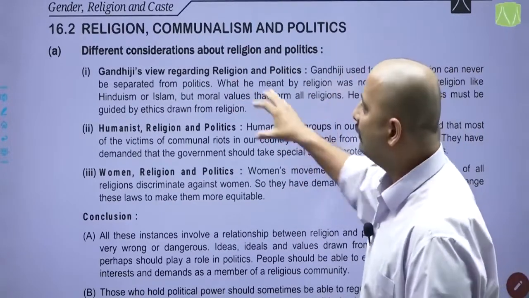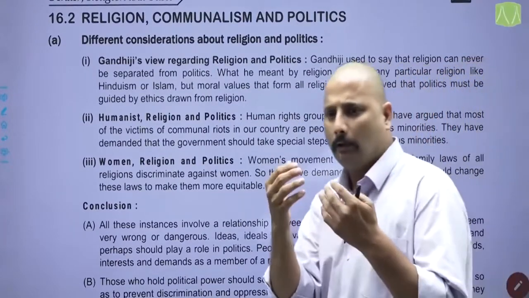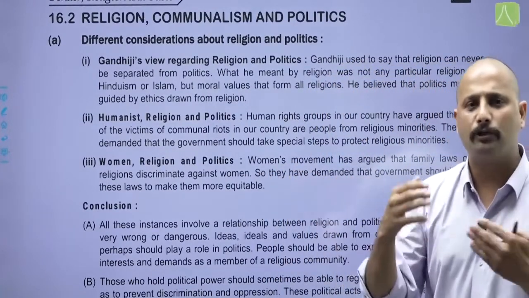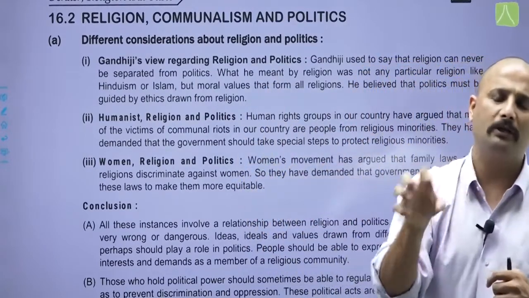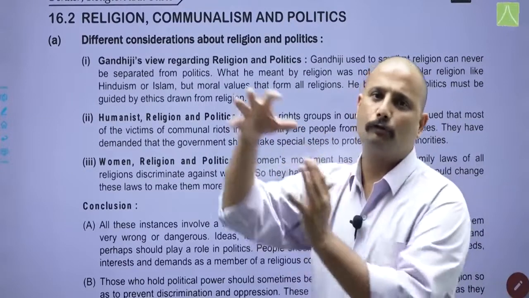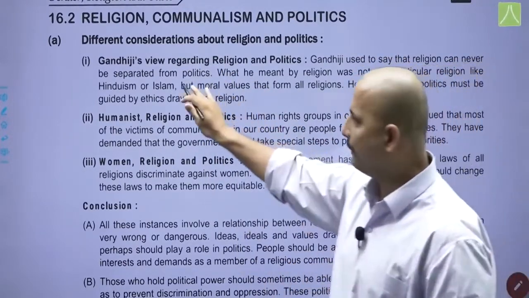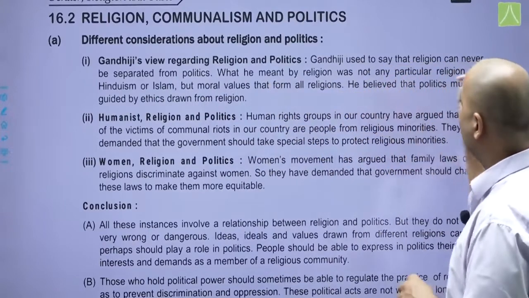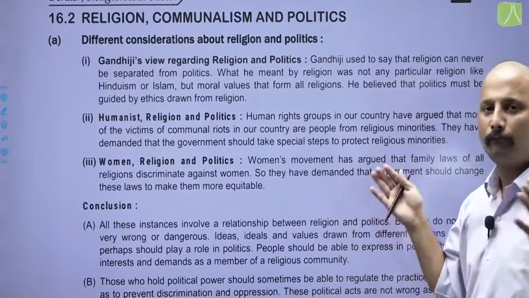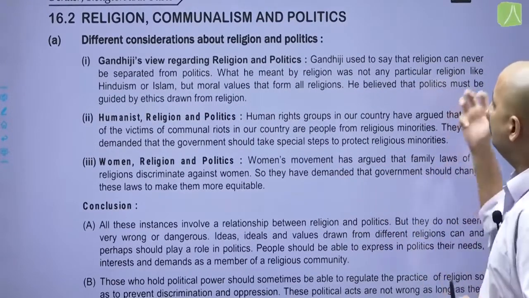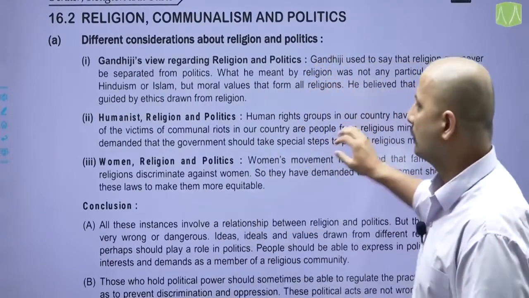Now, different considerations about religion and politics. Gandhiji's views regarding religion and politics: Gandhiji was of the view that religion should help shape up politics, and good value systems from all the religions should be taken, and politics should be guided by that. Gandhiji used to say that religion can never be separated from politics. What he meant was not any particular religion like Hinduism or Islam, but the moral values that form the basis of all religions. He believed that politics must be guided by the ethics drawn from these religions.